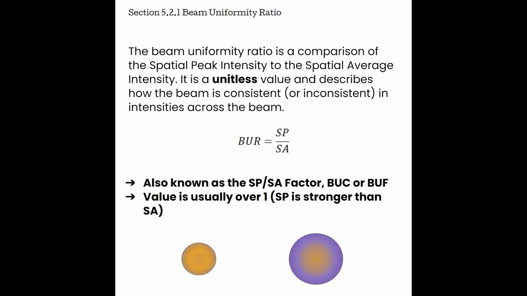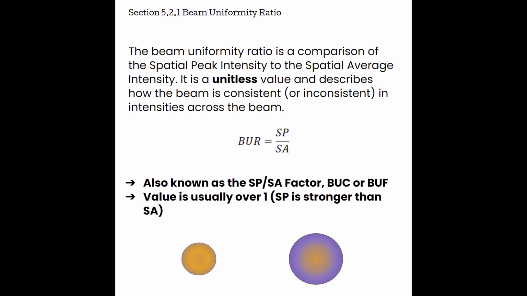When we are looking at the beam in a cross-section and we take the value for the spatial peak and the value for the spatial average, we can actually compare the two numbers to tell us how uniform that beam is from center to edge. So the beam uniformity ratio, or BUR, is a comparison of the spatial peak intensity and the spatial average intensity. This is another unitless number, and it's going to tell us how consistent or inconsistent the intensities are across the beam. So the beam uniformity ratio, or BUR, is equal to the spatial peak divided by the spatial average.